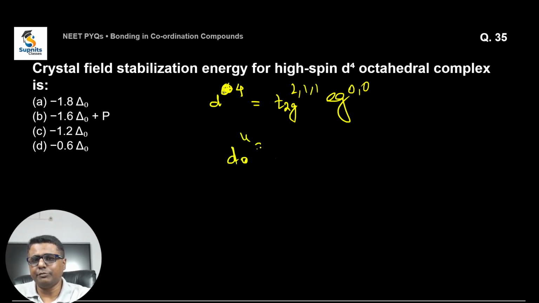First of all we will write D4. D4 with high spin should be like this: T2G 2,1,1, EG 0,0. If there was no high spin, then it would have been D4 T2G 1,1,1, EG 1,0. So this is what it is for high spin.